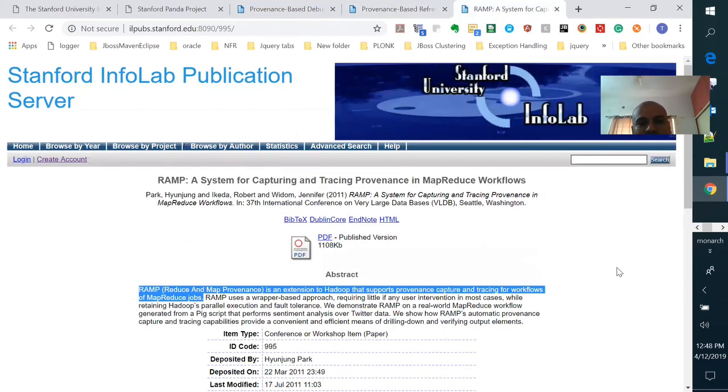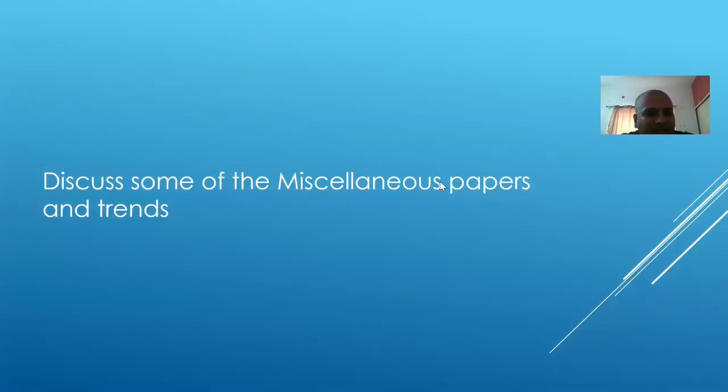RAMP, a system for capturing and tracing provenance in MapReduce workflows. It's nothing but an extension to Hadoop that supports provenance capture and tracing of workflows of map and reduce jobs. Now let us discuss some of the miscellaneous papers and the trends going on in the Stanford lab.